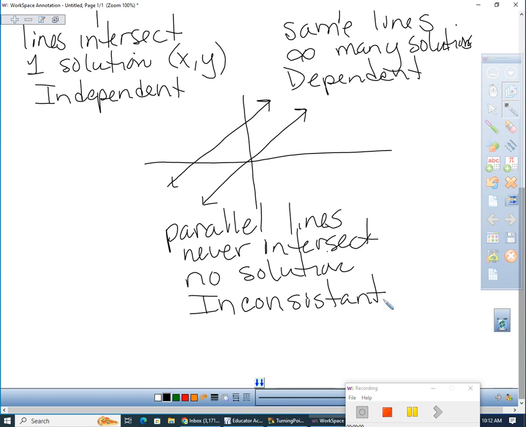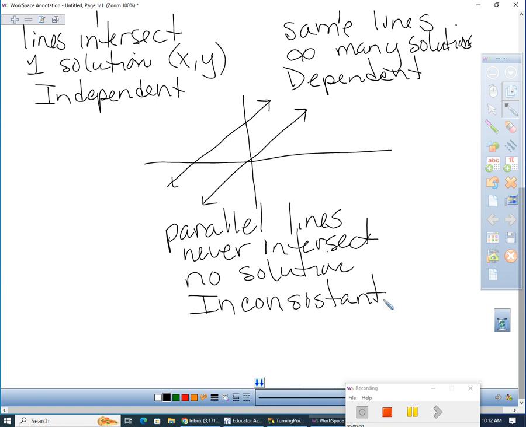All right. So we have three options. One, if the lines intersect, we have one solution. If when you graph them, one line is on top of the other line, it's infinitely many. And if the lines are parallel and never cross, it's no solution. All right? So you have three options. Do we have any questions before we proceed?